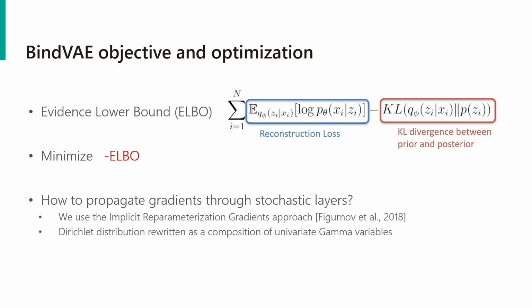Since the deep neural network has stochastic layers, we cannot use the typical backpropagation algorithm, and hence we need to use implicit reparameterization gradients in order to backpropagate gradients through the stochastic layers. This involves rewriting the Dirichlet distribution as a composition of univariate gamma variables.